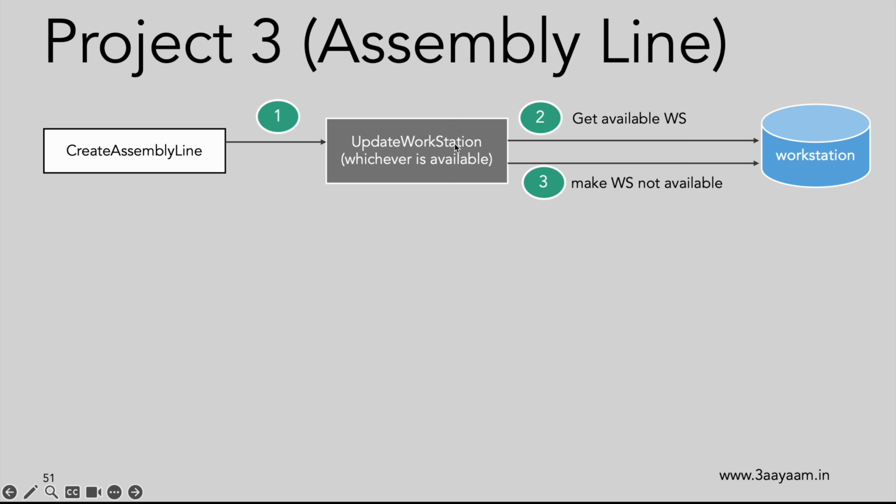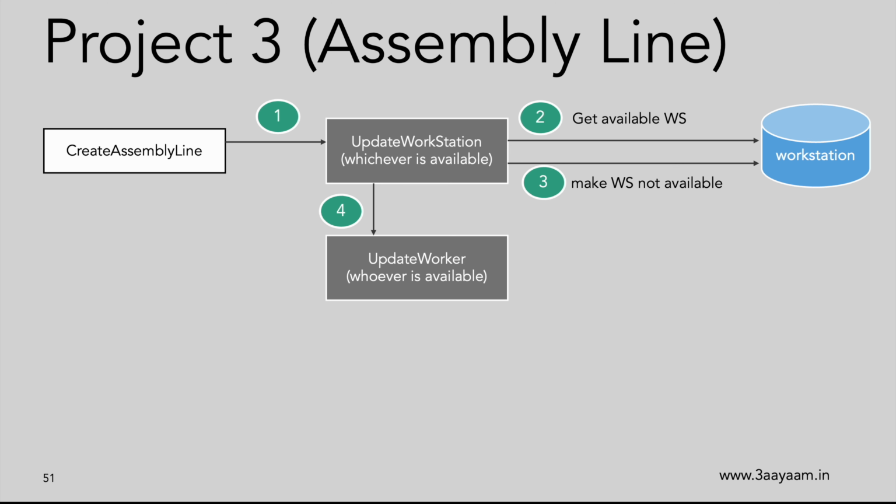Okay, now once this is done, once the workstation is acquired, the update workstation API would make a call to another API, which is update worker. Of course, a workstation cannot be empty. There has to be multiple workers associated with a single workstation. So that is the purpose of this API. But this API will not handle it. It would offload the assignment of workers to the update worker API.